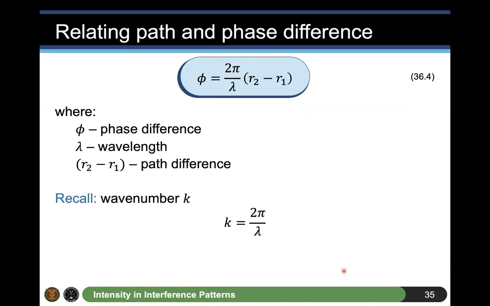And then from here, alam natin na yung 2 pi over lambda is your wave number. Okay, yung K. So dapat alam niyo na to from your 71. So wala namang bago doon. So we also have this equation for path and phase difference. Again, phase difference yung phi, path difference yung R2 minus R1. Okay. And then yung 2 pi over lambda is just your wave number, K.